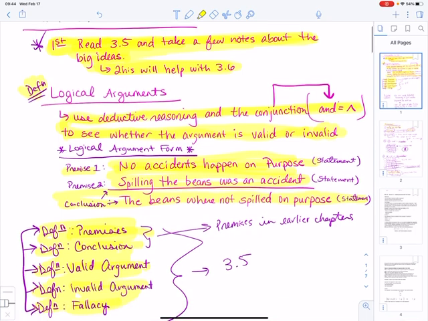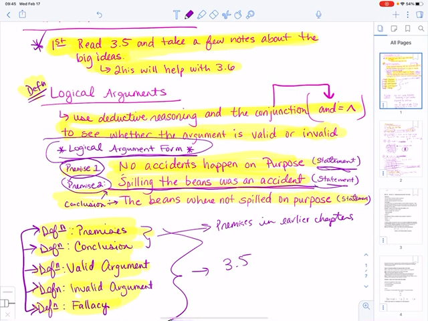So this is an example right here that I just underlined of a logical argument. "No accidents happen on purpose." This is a statement, and it's also the first premise. "Spilling the beans was an accident." This is a statement, and it's another premise. And it follows, this line means that we're coming to a conclusion, and the conclusion follows this line, and this conclusion states that the beans were not spilled on purpose. This is a statement. It's also the conclusion.